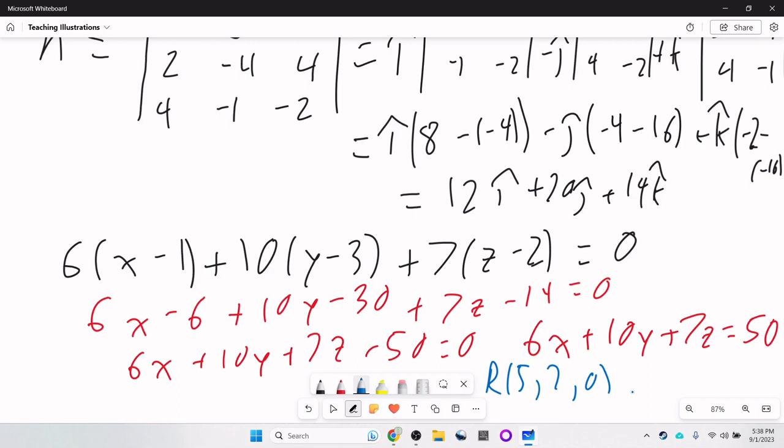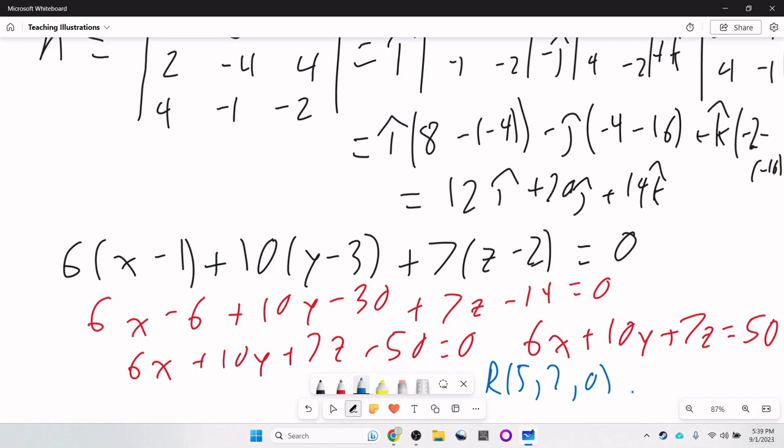So if on a test, for instance, I were to say find a plane that goes through these 3 points, you'd want to, at the end, plug in all 3 of them to see that they all worked. You could check right now, plug in (1, 3, 2), and plug in (3, -1, 6), and see that they would also work.